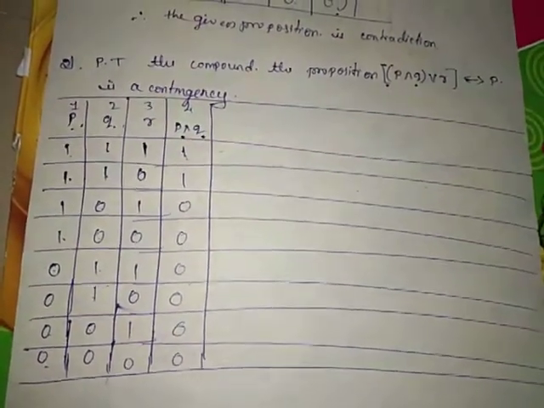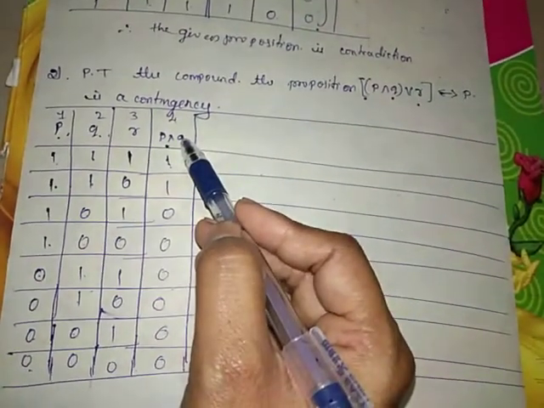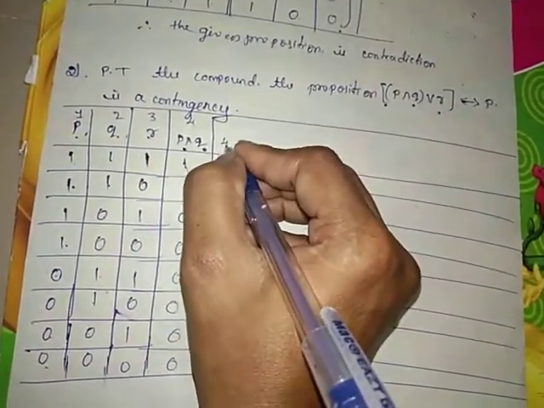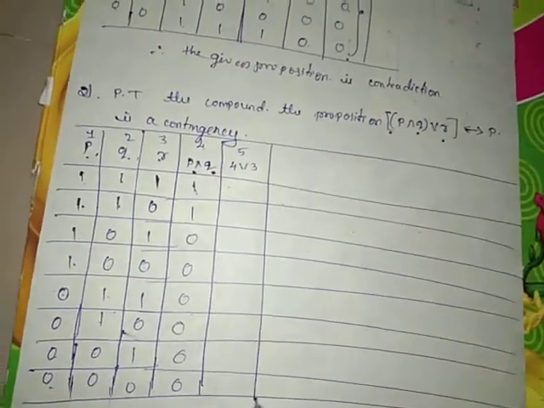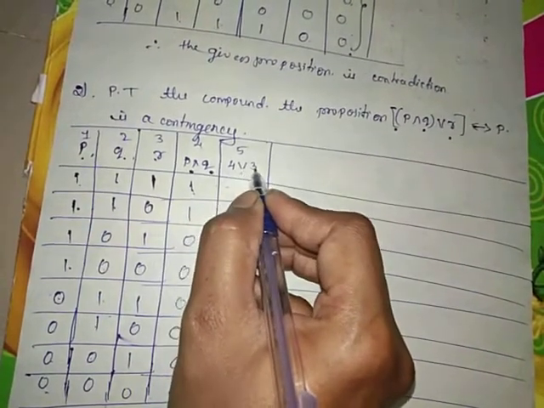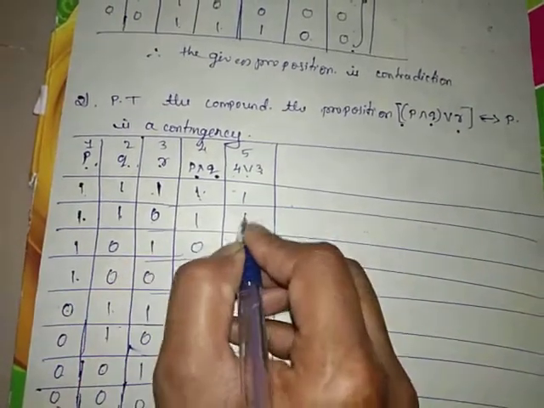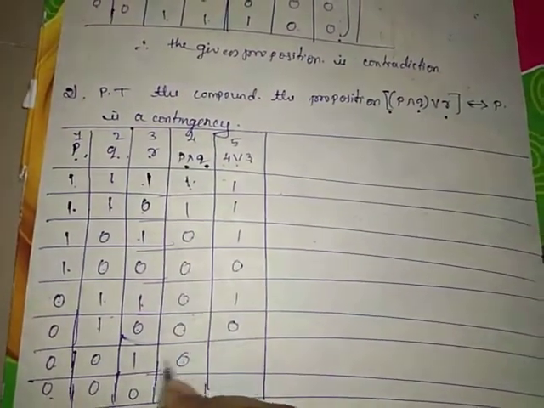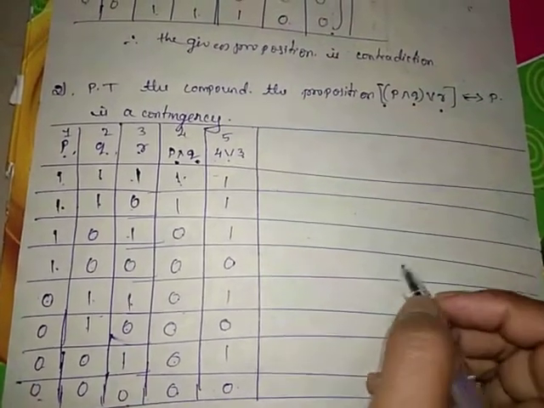So next we need P and Q or R. P and Q is already in the fourth column. Now we need 'or R'. That means 4 or 3. That is called the fifth column. 4 or 3. Here already 4. 1 or 1, 1; 1 or 0, 1; 0 or 1, 1; 0 or 0, 0; 0 or 1, 1; 0 or 0, 0; 0 or 1, 1; 0 or 0, 0. That is the fifth column.